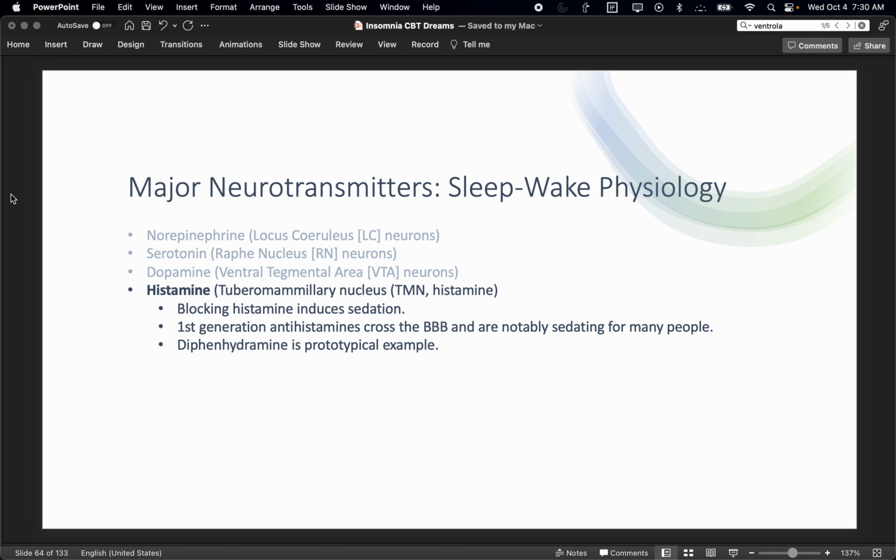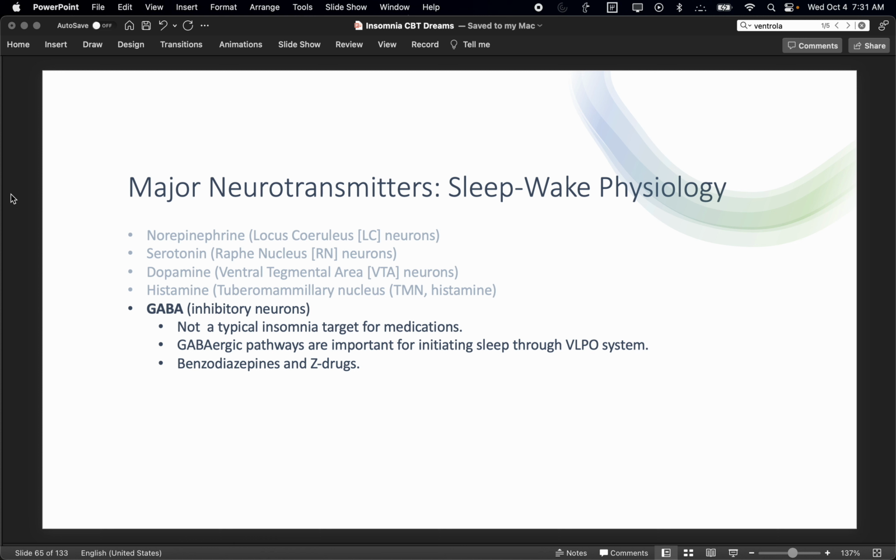Histamine comes primarily from the tuberomammillary nucleus and spreads widely throughout the brain, especially the cortex. Blocking histamine is a drug target, and it does induce sedation. So the first generation antihistamines that were created, like diphenhydramine, do cross the blood-brain barrier, and they can be sedating for a lot of people. But as you know, some people get a paradoxical effect, like with kids, where you give it to 1 in 10 and that 1 in 10 is actually more awake. The second generation antihistamines don't cross the blood-brain barrier, so they don't induce this sedation effect.